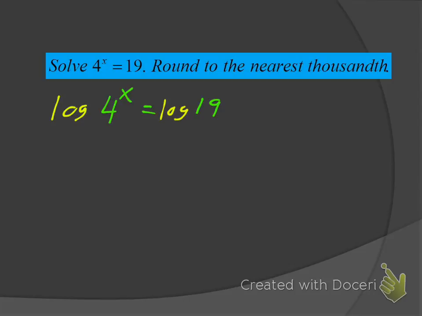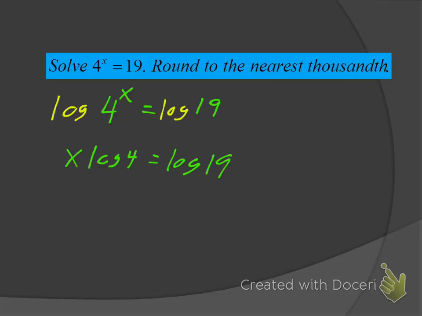After you do that, now you can take, using your power rule, this x from where it is and move it to the front. So you can use your power rule backwards. So now you have x log of 4 equals log of 19.